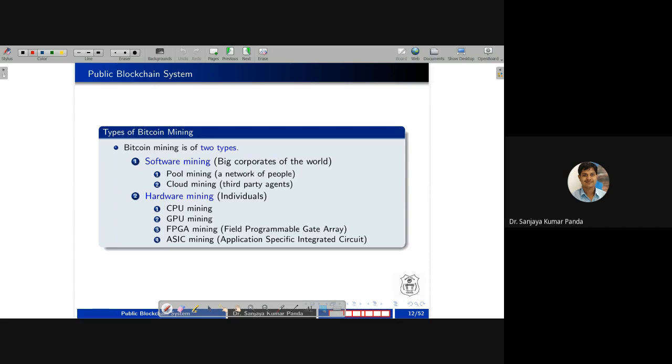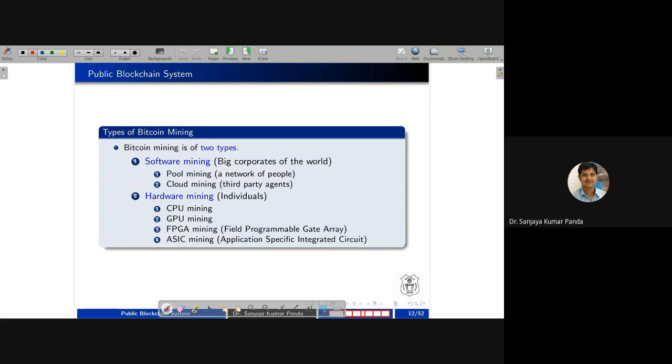Software mining is also divided into two parts. One is called pool mining. Pool mining is nothing but a set of people connected to the network who can do the mining process. Like in a blockchain network, once a transaction is proposed, the miners have to verify whether the transaction is valid or not. So we call that a network of people. They decide whether to accept or reject that particular transaction.